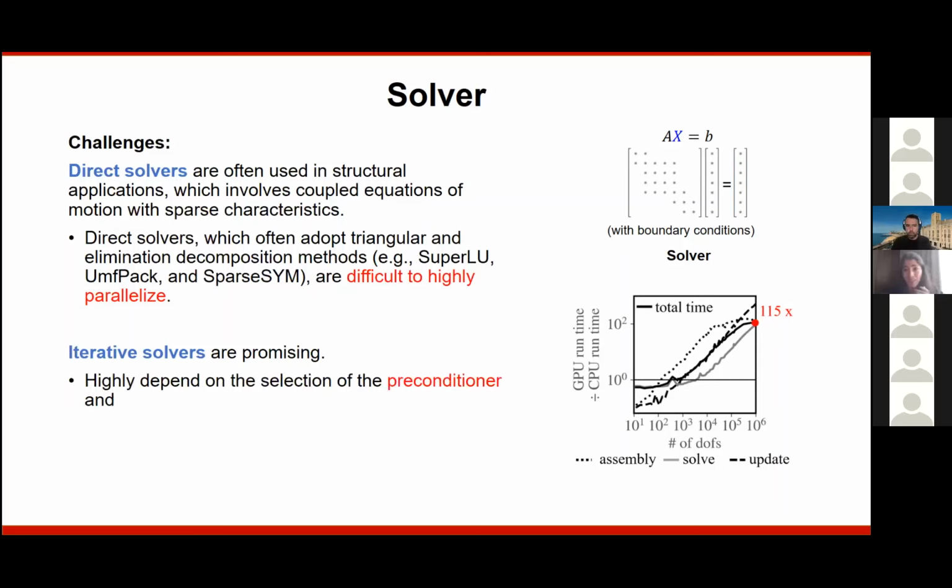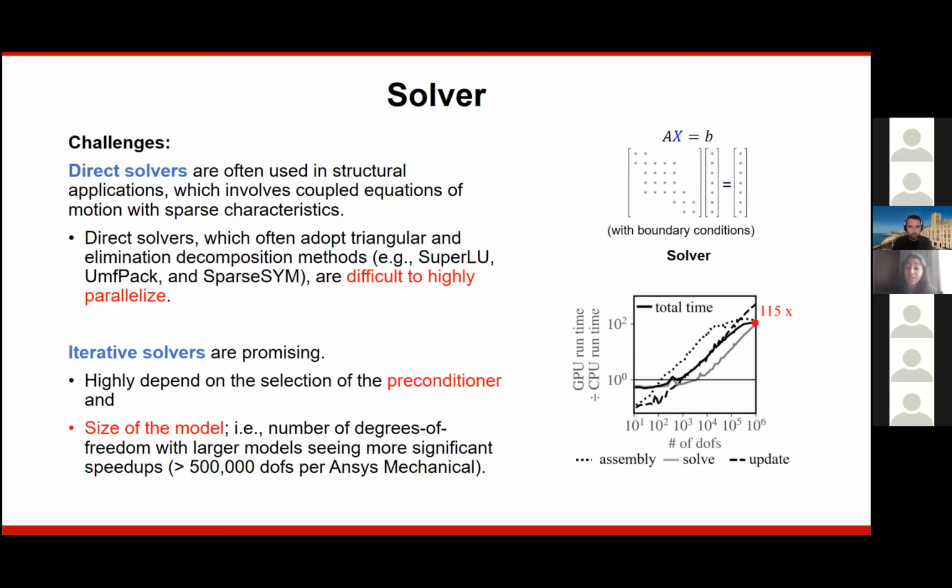Now, the issue with this is that it's highly problem dependent. So if you're going to precondition that iterative solver, it's going to depend on your problem. And it also highly depends on the size of the model. So for example, ANSYS Mechanical, they've ported just the solver to the GPU, and they're saying that to achieve speedups on the solver with respect to multi-core CPUs, you really need more than 500,000 degrees of freedom, which is a lot for our types of problems.